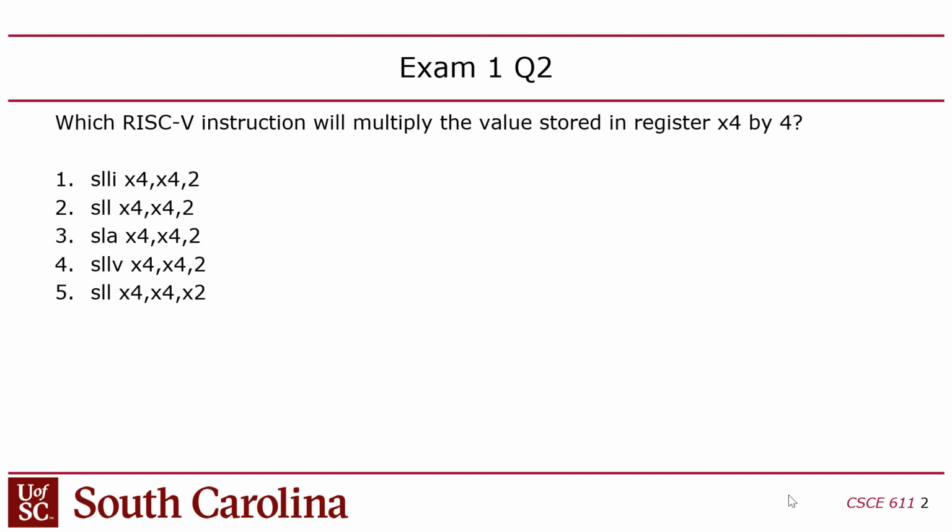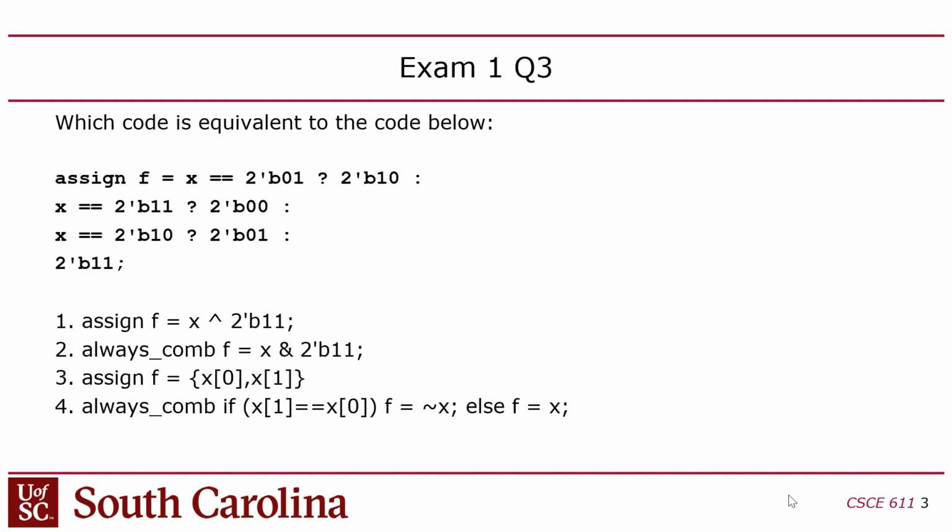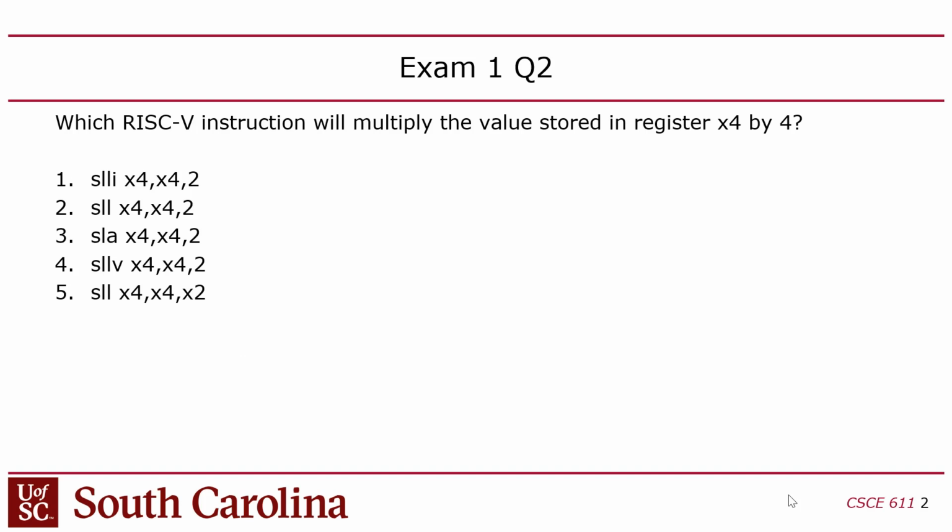Which RISC-V instruction will multiply the value stored in register 4 by 4? This one is a multiply, so shift left, shift left logical immediate, x4, x4, 2. So that's number 1. These ones, by the way, well, this one you had to select multiple. Those 1 and 3 were both correct. No, actually, when I looked at it, I clicked both of them, but it marked it half wrong, but gave me full credit. It was really weird.